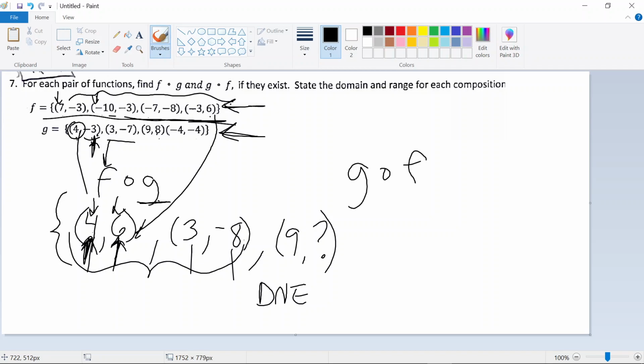I don't know about this one. Well, let's look at this one. Negative 4 gives negative 4. Is there a negative 4 in the F's? No. So even by that one, these two do not lead to values in the F function. This composition does not exist. There's no domain and no range.